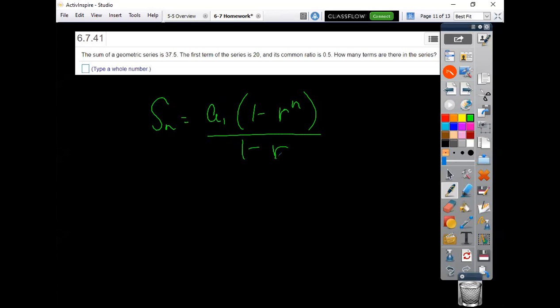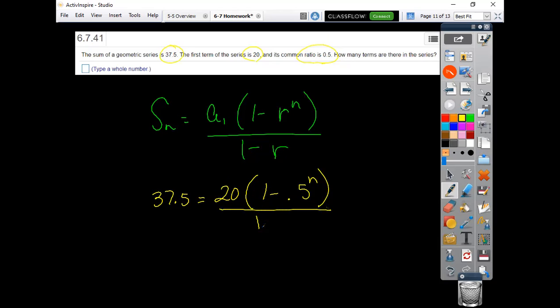So plug in these numbers appropriately here in this formula. So we have our sum, the answer, 37.5, our initial first term of 20, it's the a sub 1, 1 minus our common ratio, they told us here, of 0.5, to the n, the number of terms you're adding up, all over 1 minus your common ratio again of 0.5. So that's just a 0.5 down there, half.